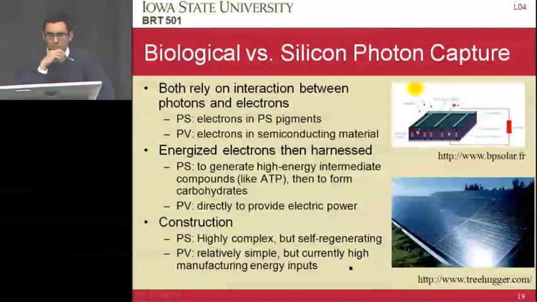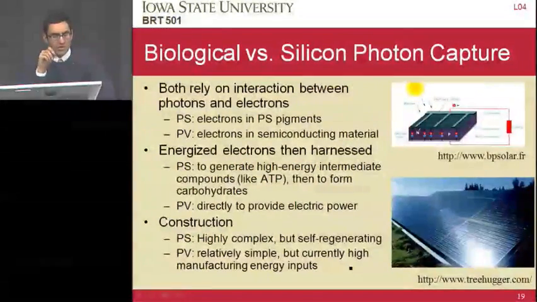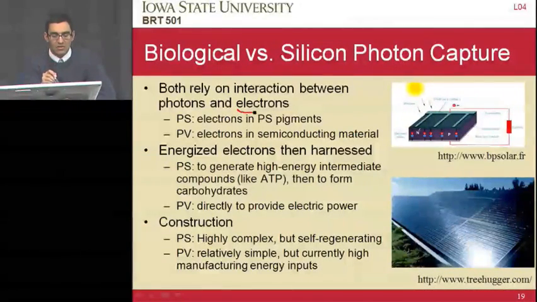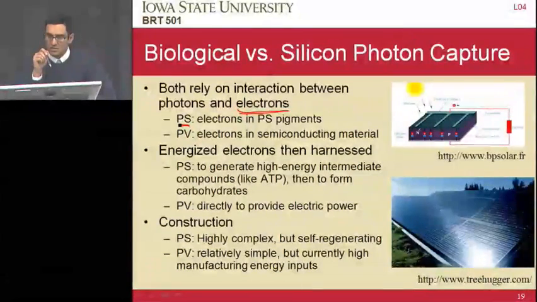Now, I want to point out that there are some very interesting similarities between biological and silicon-based capture of the energy in photons. Both, not surprisingly, rely on interactions between photons and electrons, ultimately. In the case of photosynthesis, which I'm abbreviating PS, those electrons are in the photosynthetic pigments. And in the case of photovoltaics, those electrons are in the semiconducting material that's being used as the basis for the photovoltaic cell. Again, in both cases, those energized electrons are then what are harnessed or harvested.